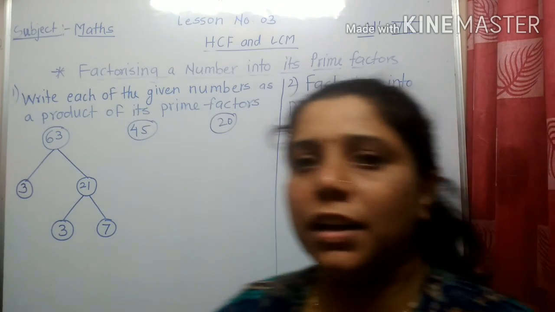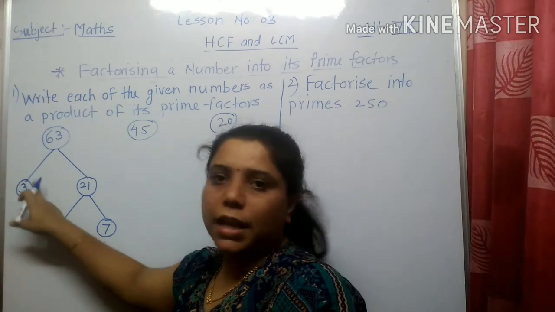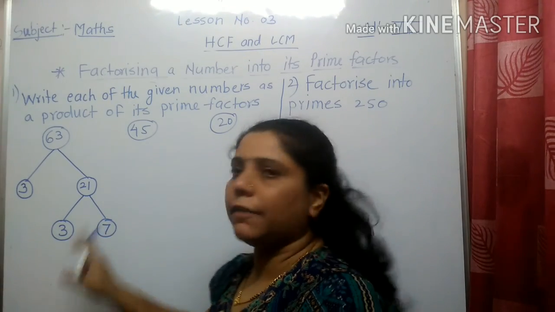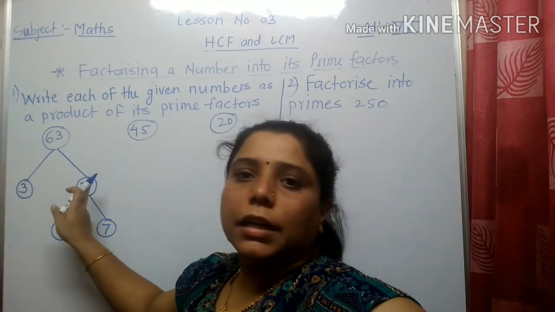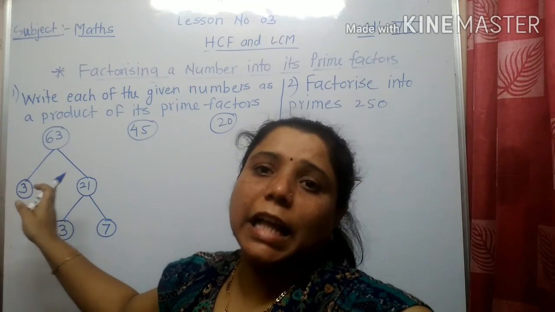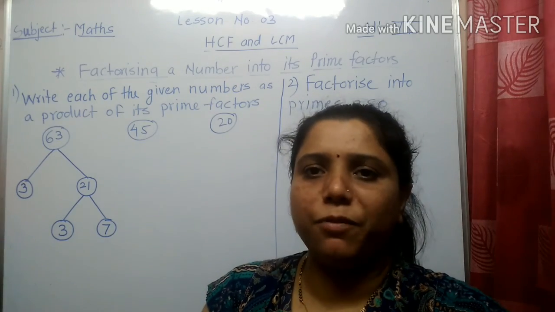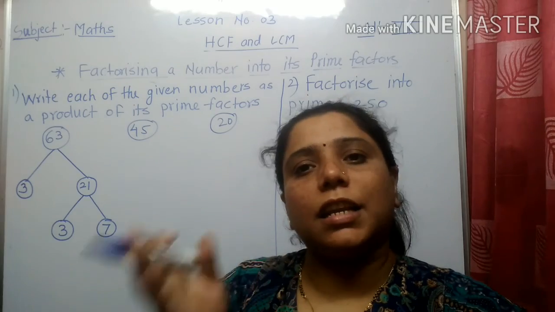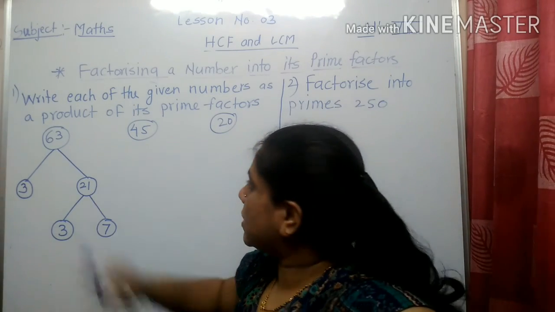Understood? So which are the prime factors in this case? Now see, 3 is a prime factor, another 3 is there, and another 7 is there. Some students will take 9 7s are 63. So 7 is a prime number, and you can factorize 9 as 3 3s are 9. This is also correct. This is the first one.